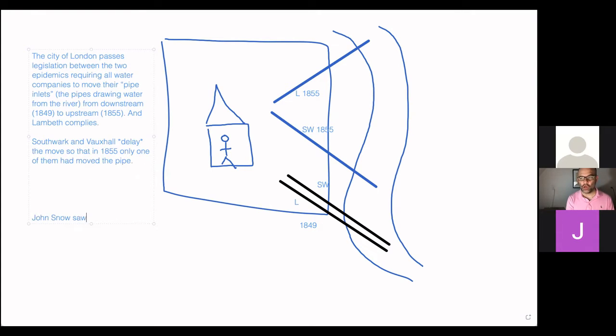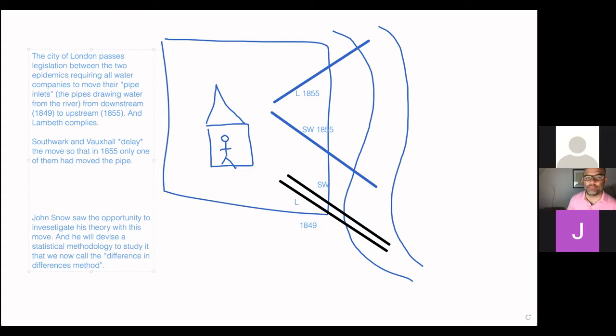John Snow saw the opportunity to investigate his theory with this move. And he will devise a statistical methodology to study it that we now call the difference-in-differences method. All right, so let's look at it.